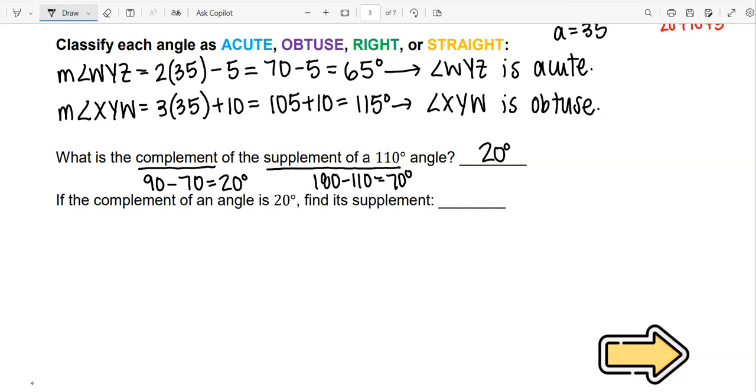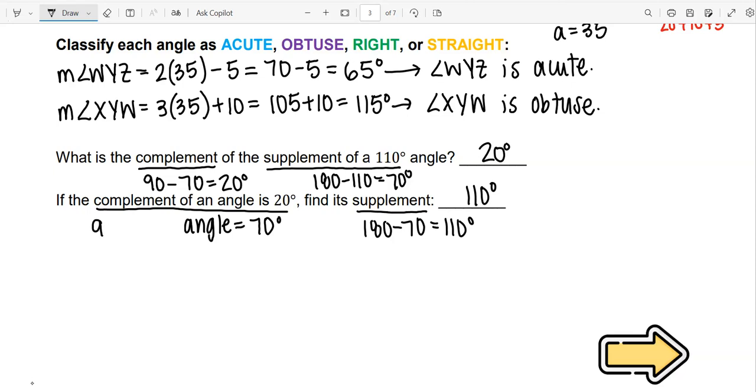If the complement of an angle is 20, find its supplement. So let's start with the original angle. If its complement is 20, what is that angle? Its complement, that means it adds to 90. What's that angle? 70. And if our angle is 70, what's that angle's supplement? It's what? 110. You do 180 minus 70, and you get 110. Oh, why did I put 27? 20. There we go. Questions on those two? If you don't have questions, you can flip it.